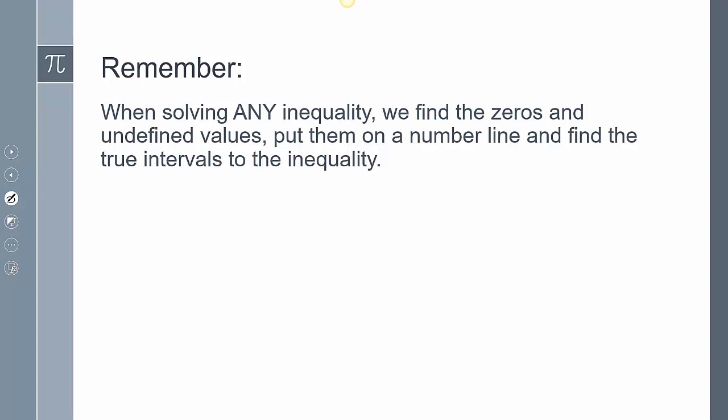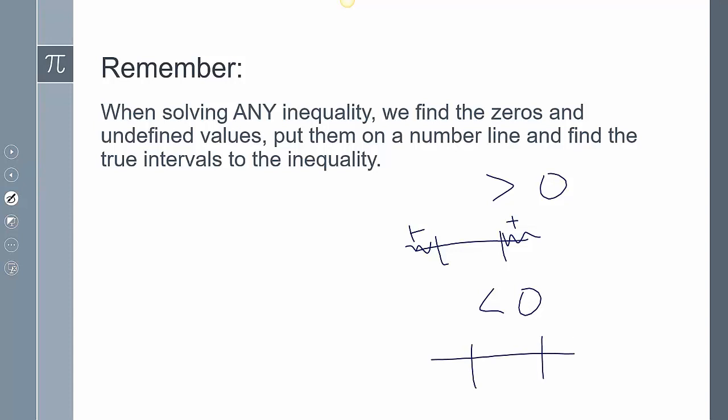Now remember, when we're solving any inequality, we're finding the zeros and any undefined value. We put those on a number line and we find the true intervals in the inequality. So if it said greater than 0, that means on our number line we're looking for the positive intervals. If it's less than 0, that implies negative values. We're looking for the negative intervals on our number line. Okay, but we need to find the zeros and any undefined value.